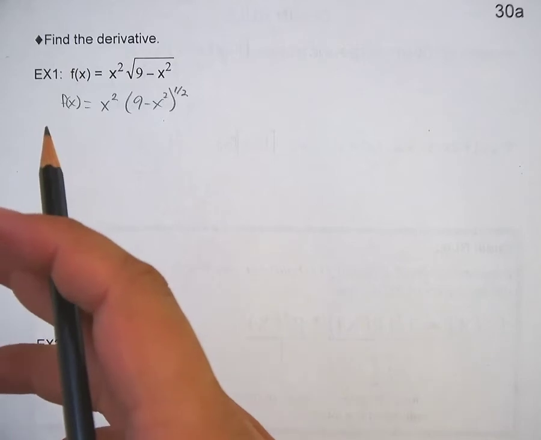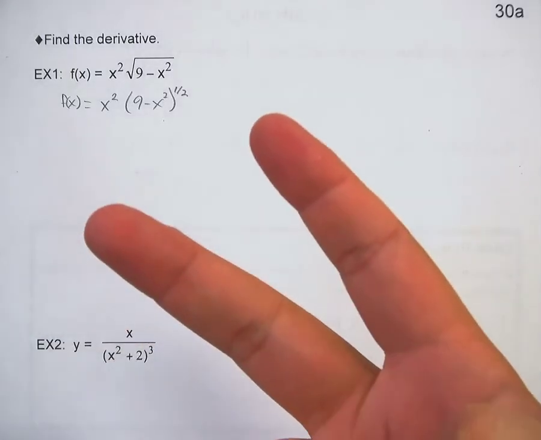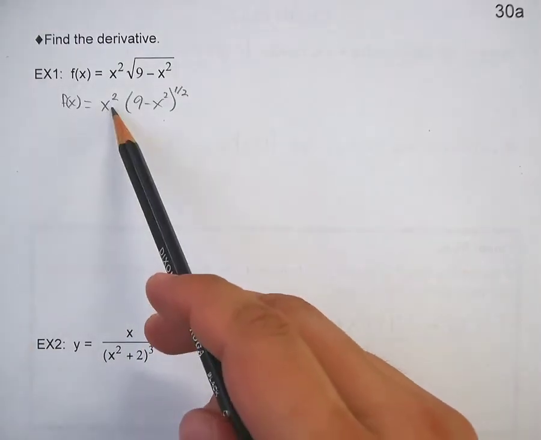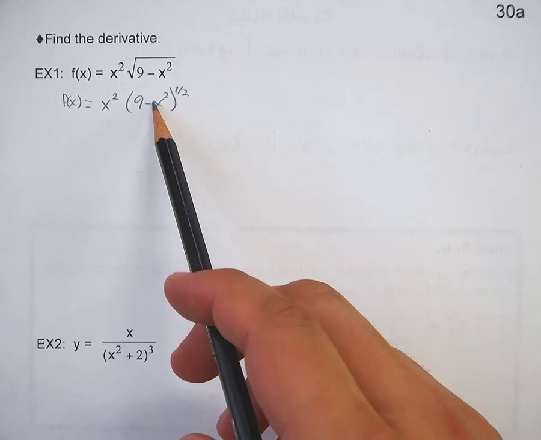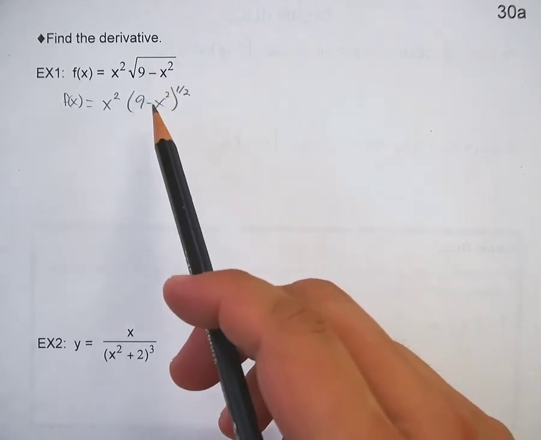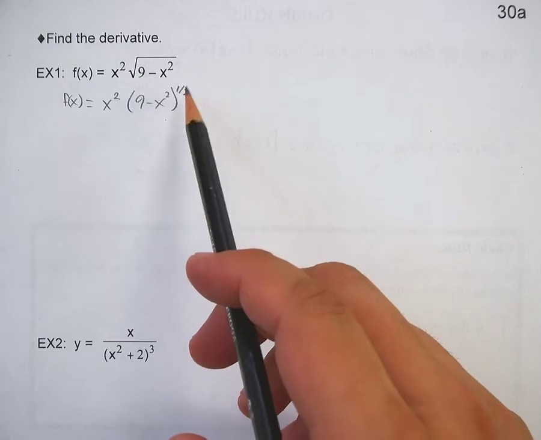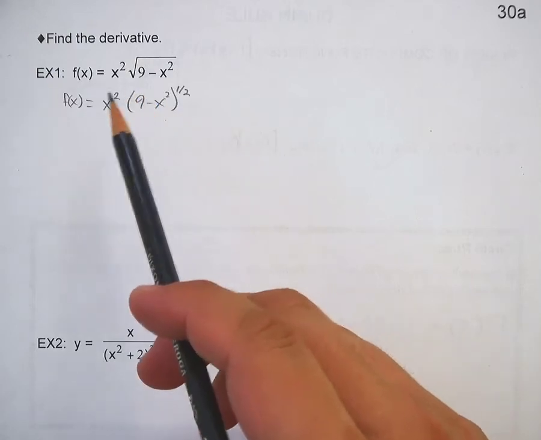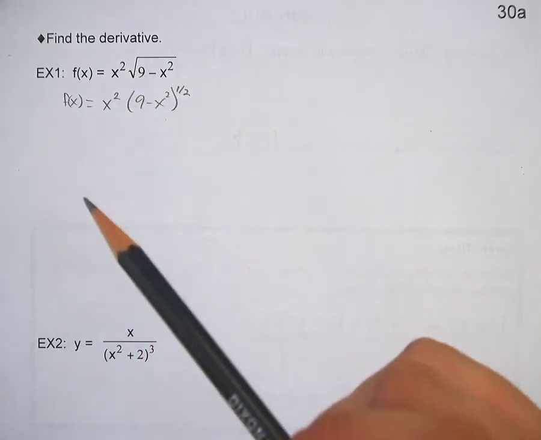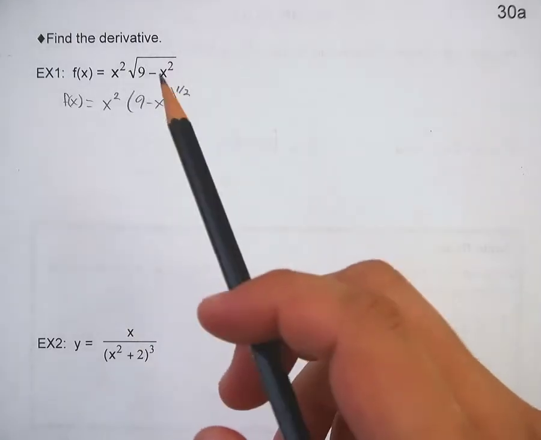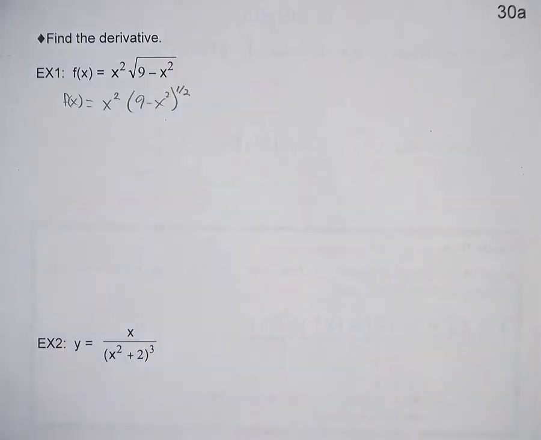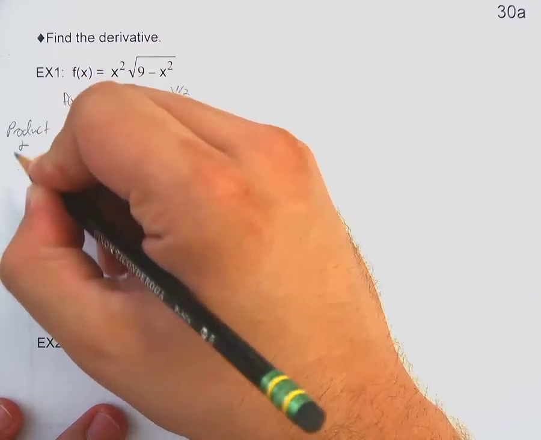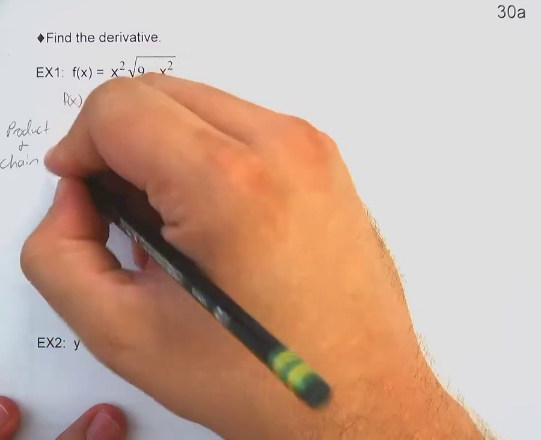Looking at f of x, there are two rules I see popping out at me. I've got a product rule because I'm multiplying x squared in this guy. I've got a chain rule because I've got an outside function to the 1/2 and an inside function, 9 minus x squared. So I have a product and a chain rule. So again, the very first thing is to identify what rules we are using. I'm using a product rule and I'm using a chain rule.